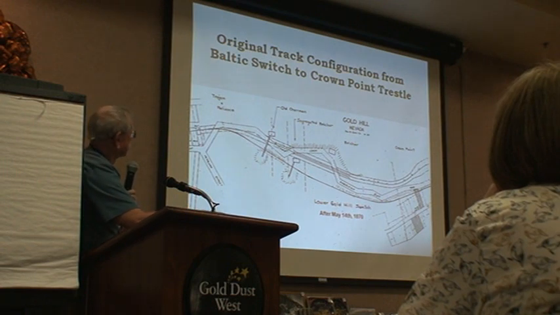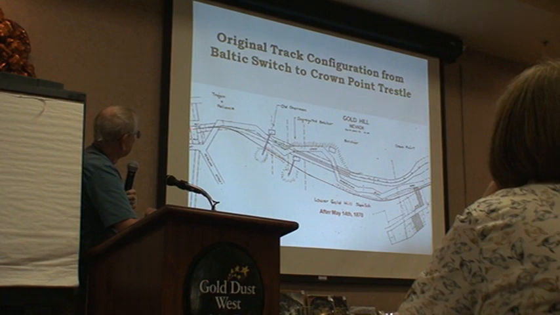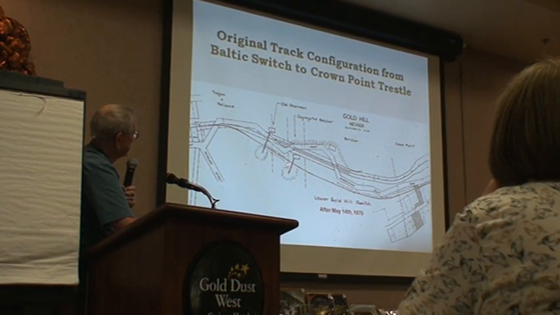Here's the track diagram for the lower Gold Hill branch, starting here near the Baltic Switch, going through the old Overman dump, the segregated Belcher dump, down around the bend here, off to the mines.